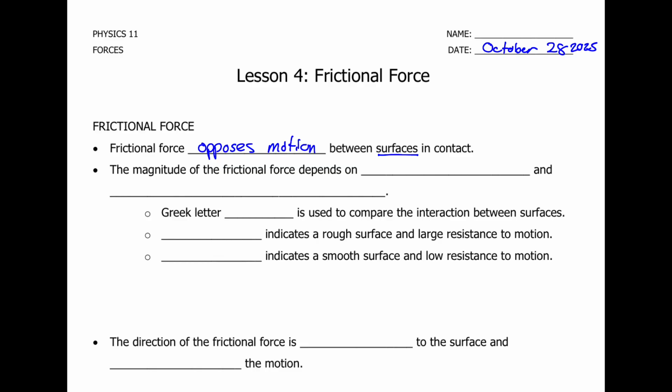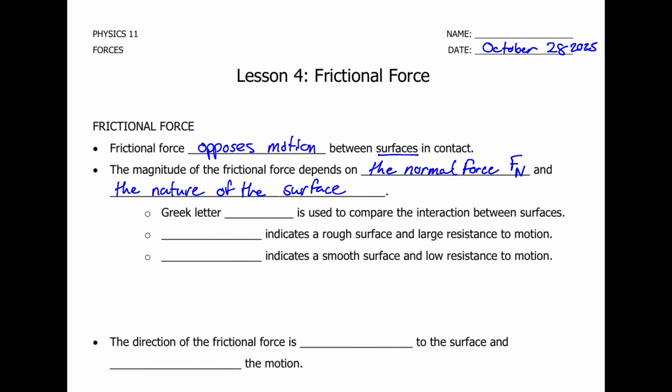And how much force is there depends on two things. It depends on the normal force, which we learned about in the last lesson, big Fn, and the nature of the surface. In other words, what are the two things that are actually rubbing against each other, causing this friction?